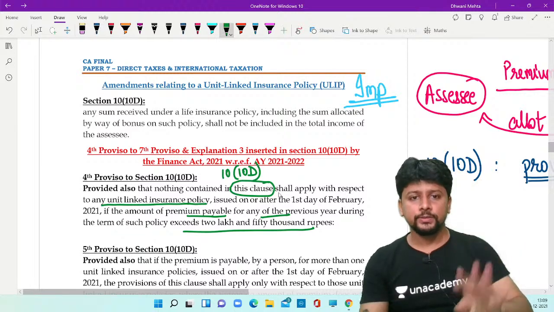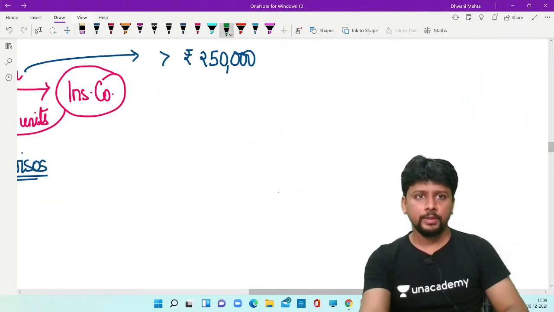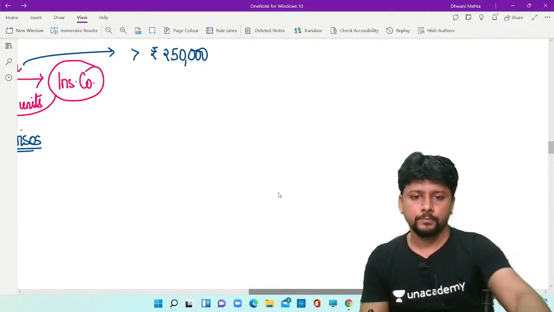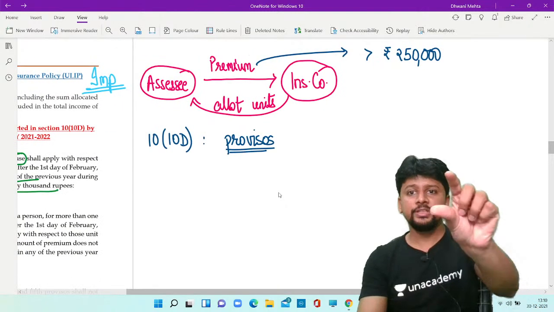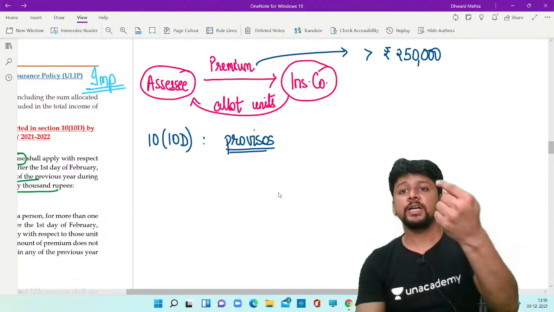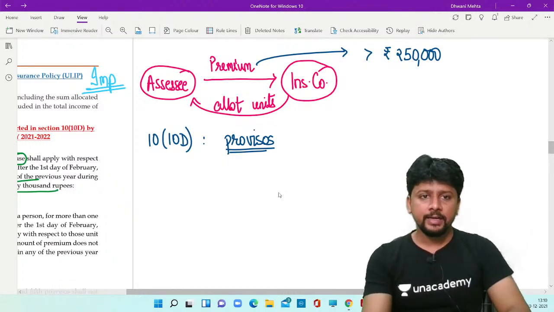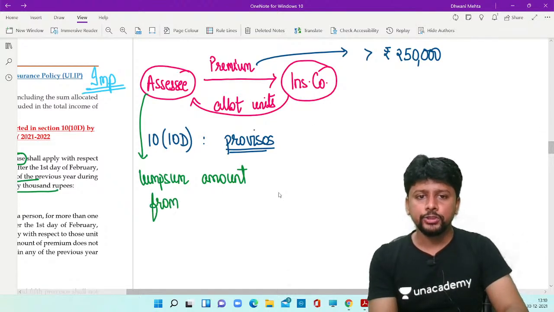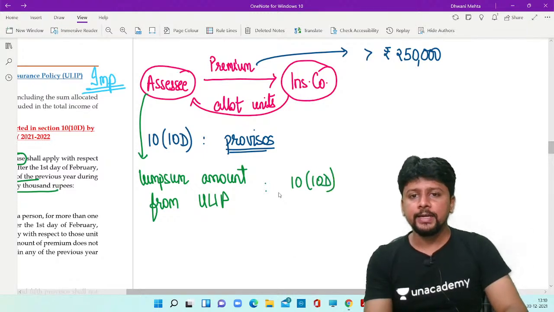So the fourth proviso is saying that if you have this type of policy where the premium is above 2,50,000, then when you get your lump sum amount from this unit linked insurance policy, the exemption under section 10, clause 10(10D) is not available, which means it is taxable.